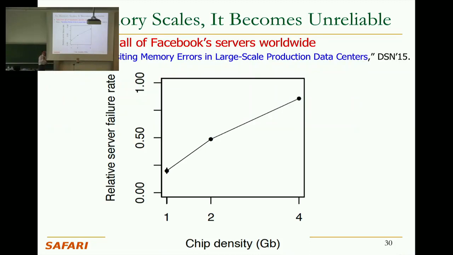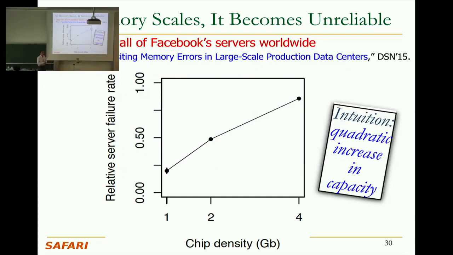But if you do this study, if you look at all of the data centers, and if you categorize the error rates based on the density of the DRAM chip that's employed in the servers, you get a curve that looks like this. Essentially, as the chip density that's employed in the server increases, the server failure rate increases, meaning that you get more errors on chips that are denser. And the reason is that there's quadratic increase in capacity, and cells are closer to each other, so cells are becoming much less reliable in this case.